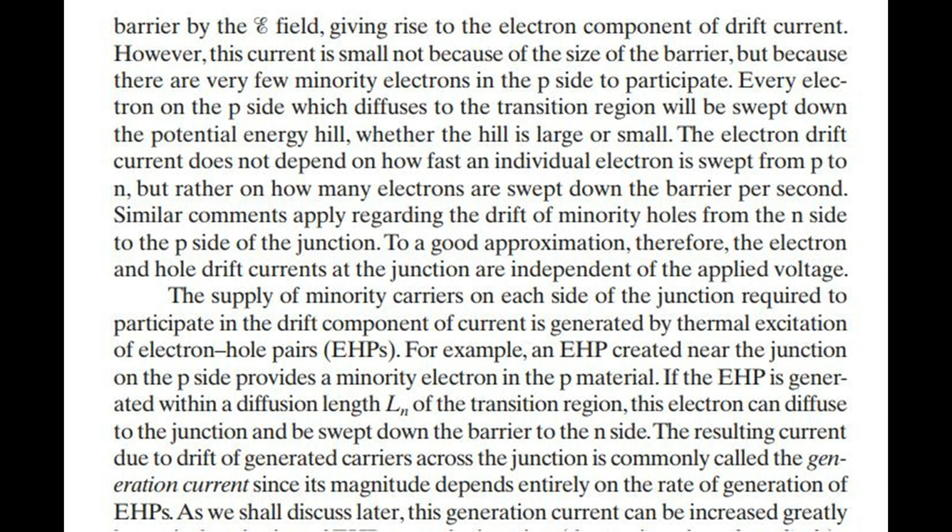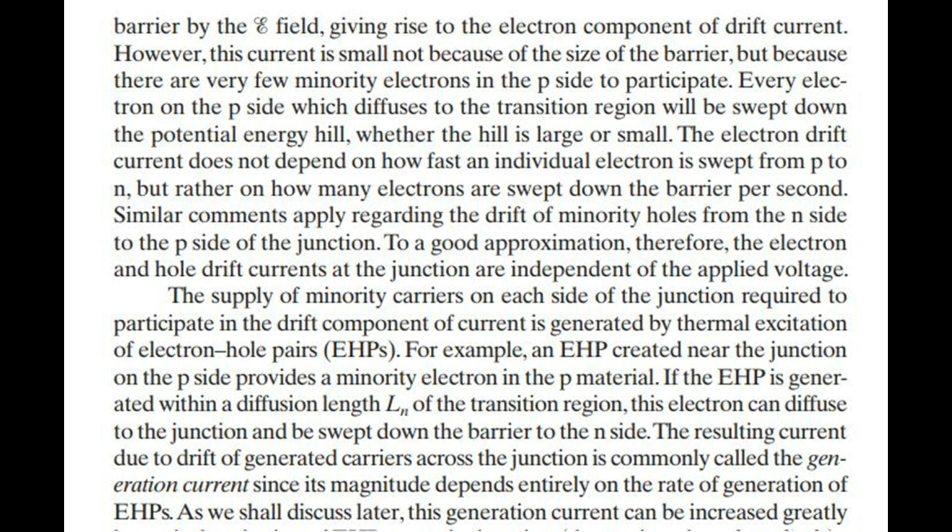The electron drift current does not depend on how fast an individual electron is swept from P to N, but rather on how many electrons are swept down the barrier per second. Similar comments apply regarding the drift of minority holes from the N side to the P side of the junction. To a good approximation, therefore, the electron and hole drift currents at the junction are independent of the applied voltage.